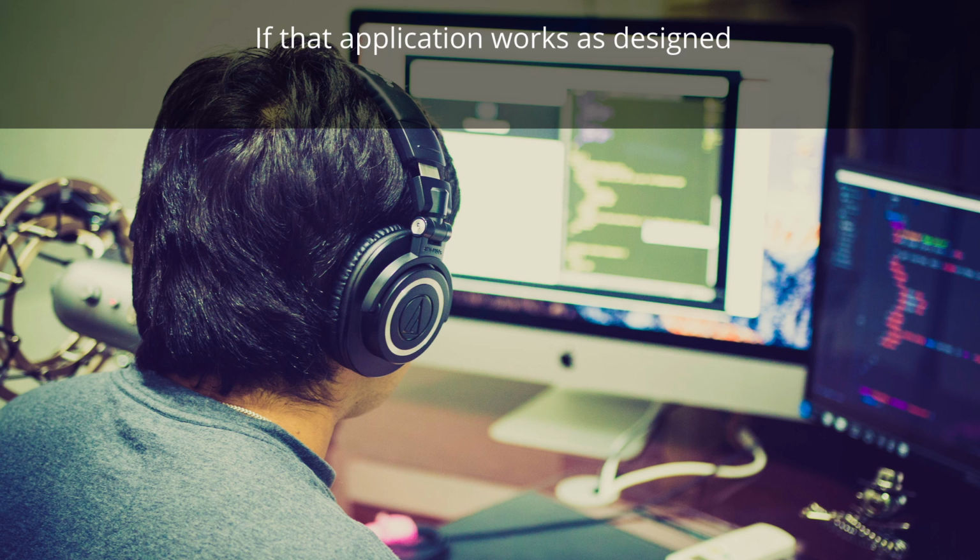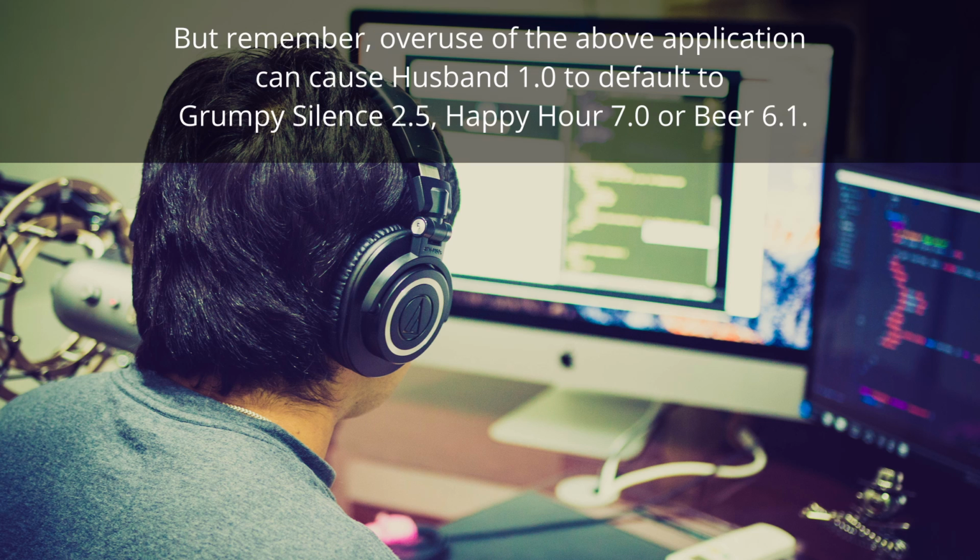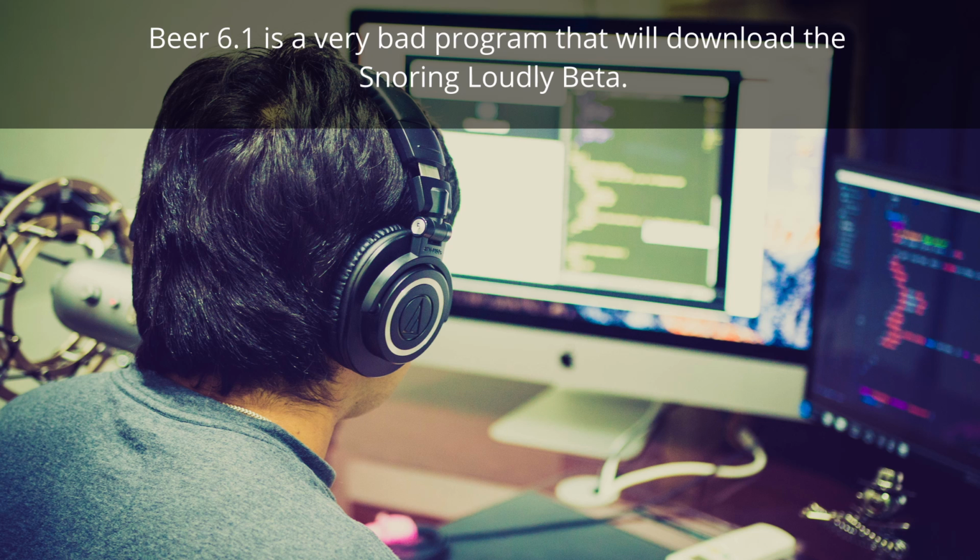If that application works as designed, Husband 1.0 should then automatically run the application's Jewelry 2.0 and Flowers 3.5. But remember, overuse of the above application can cause Husband 1.0 to default to Grumpy Silence 2.5, Happy Hour 7.0, or Beer 6.1. Beer 6.1 is a very bad program that will download the Snoring Loudly beta.